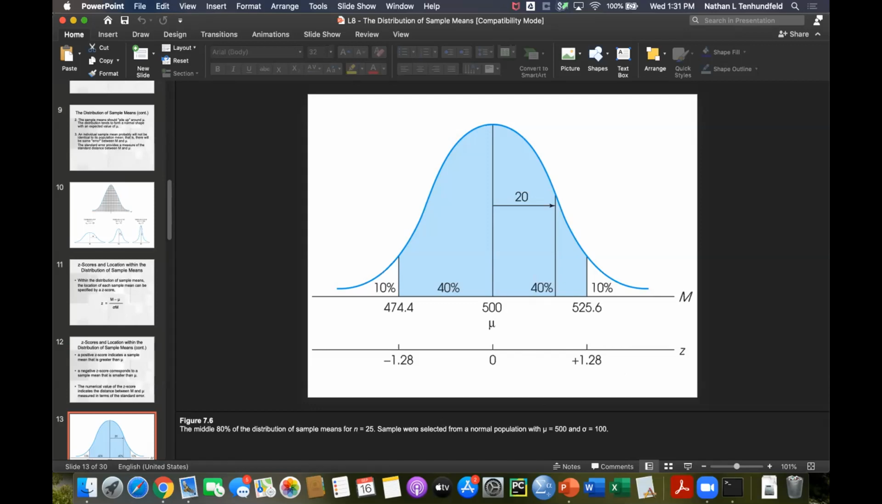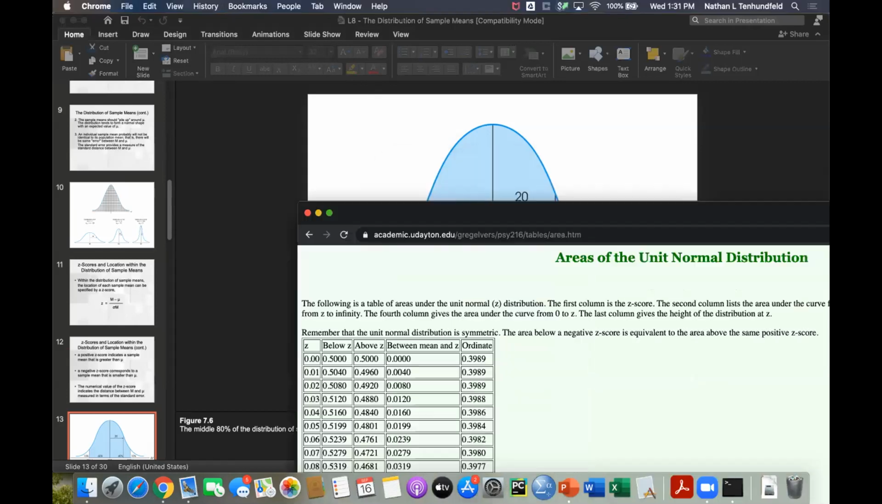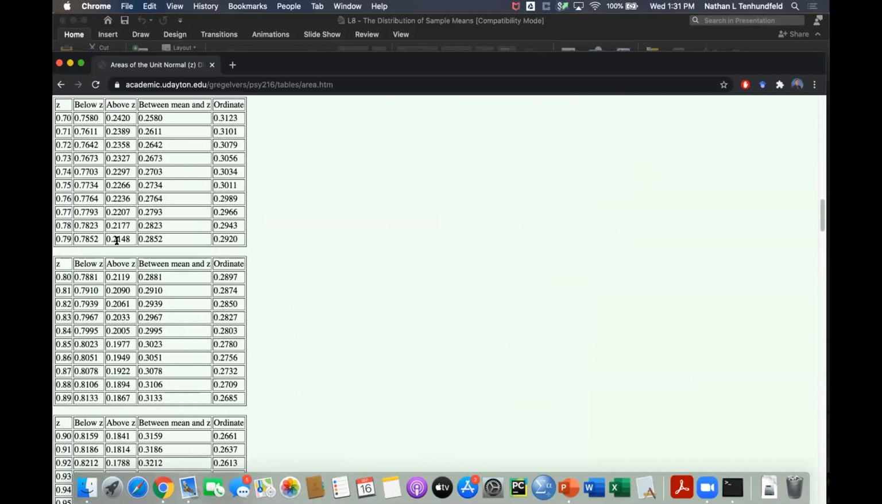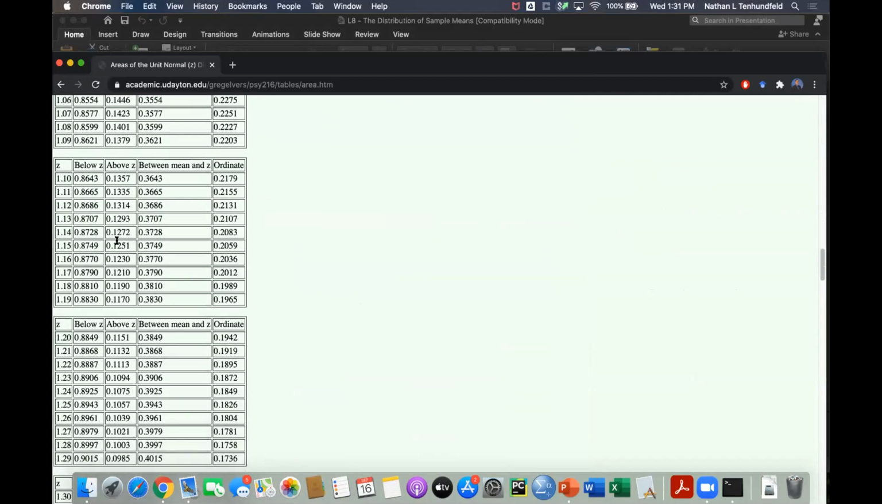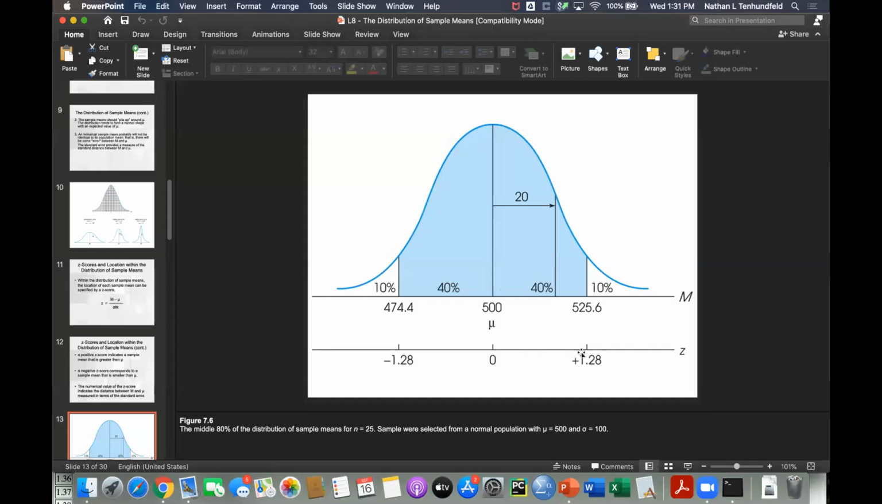So again, if we go look this up on the unit normal table, let me pull it up. All right, we want to know what corresponds to 10% in the tail for each direction. We're going to scroll, scroll, scroll, and 1.28. Go back. Yep, positive 1.28, negative 1.28.